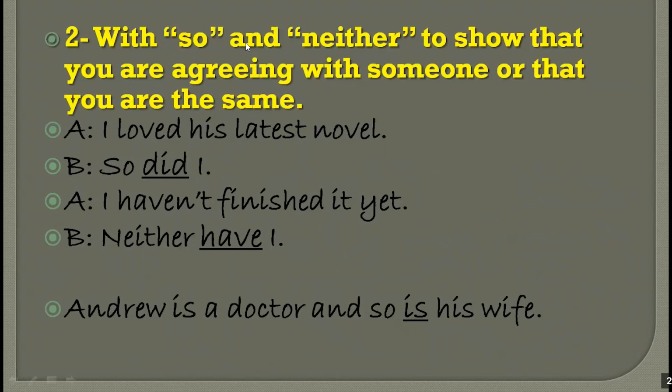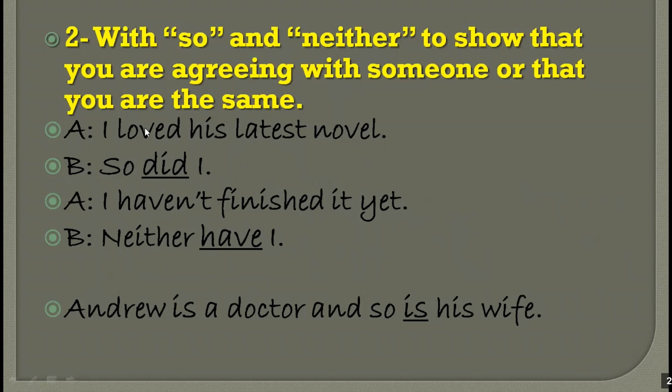We use auxiliary verbs with so and neither to show that you are agreeing with someone or that you are the same. I loved his latest novel. So did I. So you loved it and I loved it too. It's another way of saying I loved his latest novel too. You can say that, or you can just say so did I. I loved it too. I haven't finished it yet. Neither have I. So it means that I haven't finished it yet too.